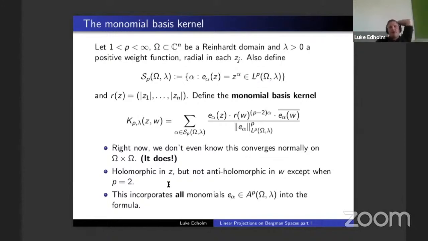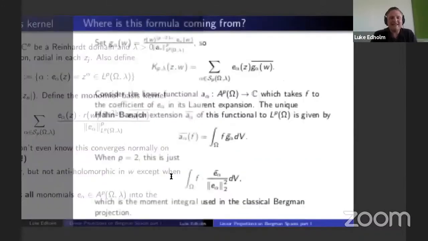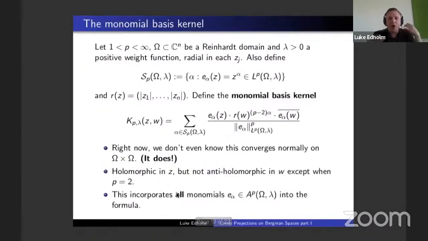By looking at this, it's holomorphic in z, so if we can integrate against this thing, it's going to be giving us holomorphic functions, but it's not anti-holomorphic in w, except in the case when p is 2, when this of course coincides with the Bergman projection. But the really important thing is that this incorporates all the monomials e_alpha from the space that we care about into the formula.